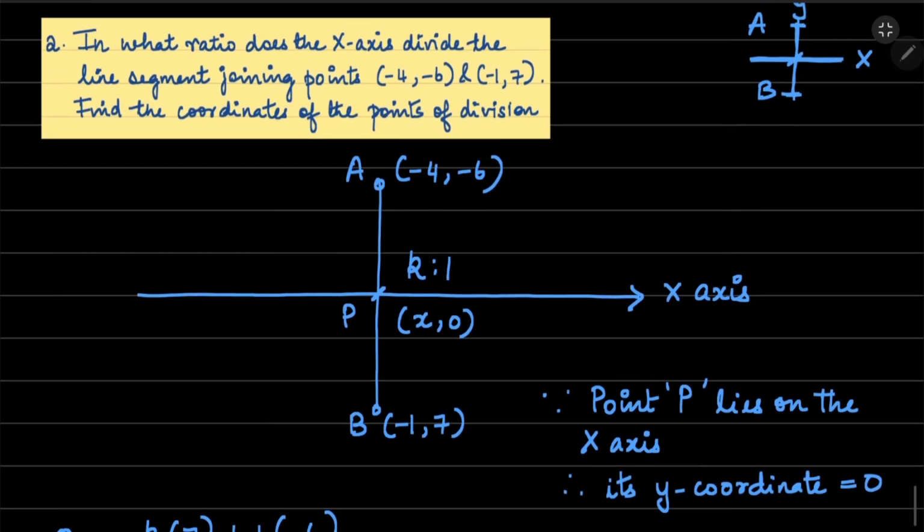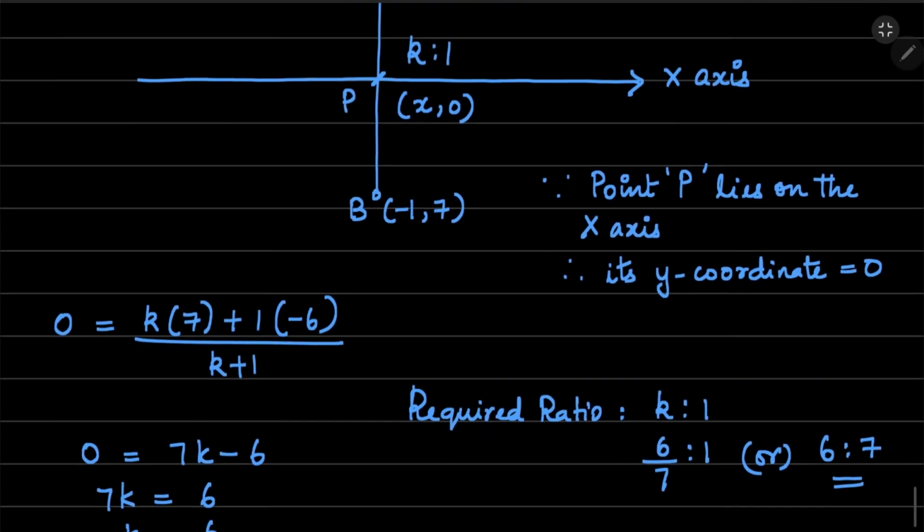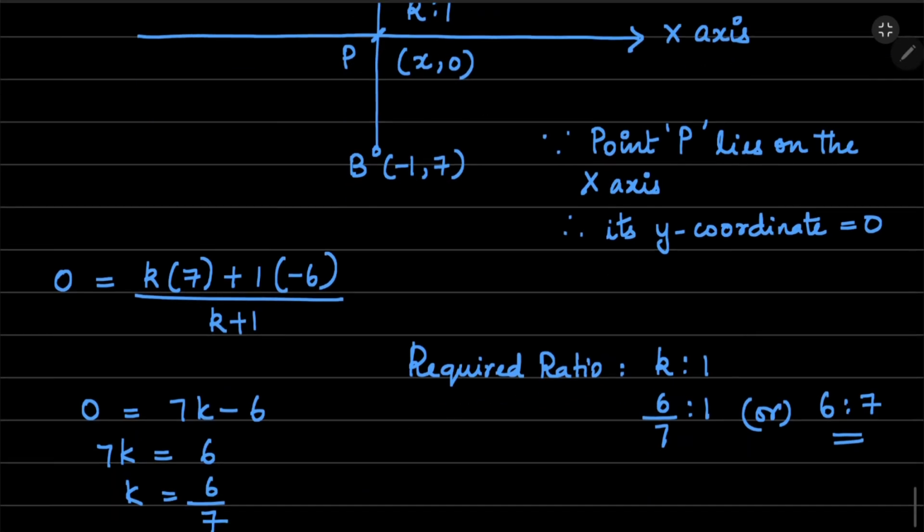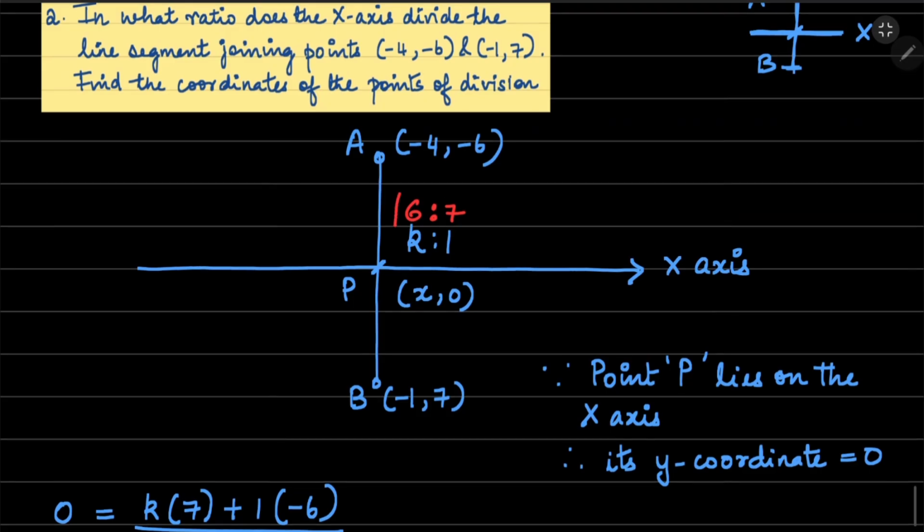Okay, so we have answered the first question. Also, you have to find the value of x. That is the point of division, the point of intersection. You have to find what this point is. So in order to do that, you have to find x. So now let's replace this k:1 with the actual ratio. What is it? 6:7. That's our ratio. Now using this ratio, let us find out x.